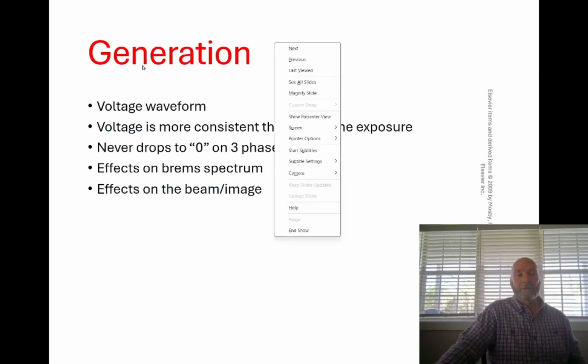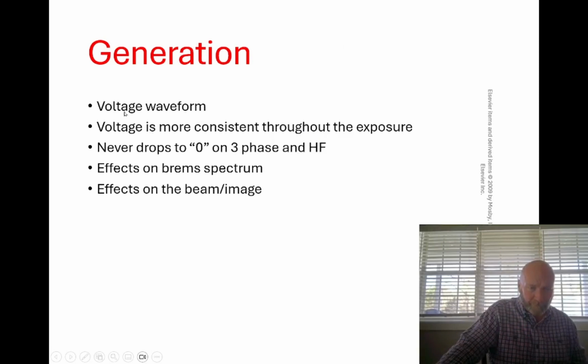When I talk about generation, I'm talking about the voltage waveform. And what we get as we change generator types is we go from single phase to three phase to high frequency, or even three phase 6 pulse to 12 pulse. Then what we get is more consistent voltage throughout the exposure. On single phase, our voltage waveform drops to 0, to no output. That will be, if it's unrectified, 60 times per second. If it's rectified, it will be 120 times per second.